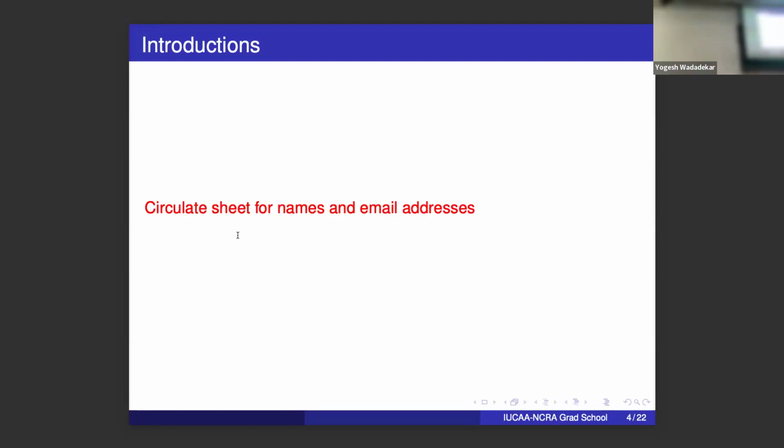I'm Barun. I did my master's from XRI. And I got into GS. I'm from West Bengal. I completed my degree from IIT Kharagpur. You are in NCRA. Okay.